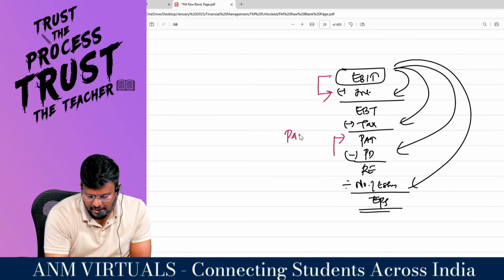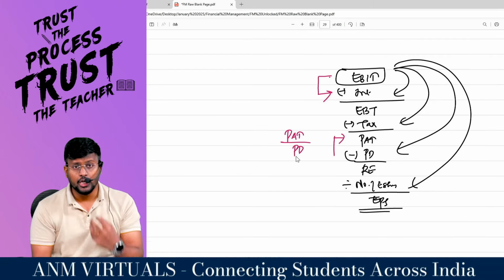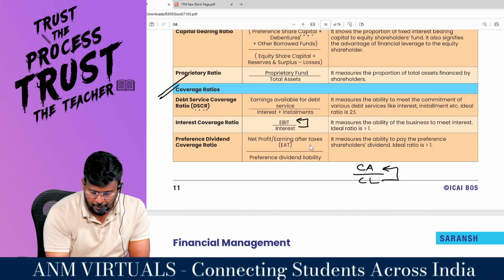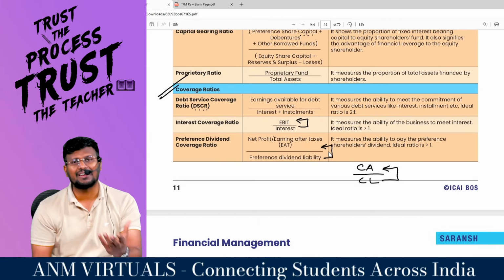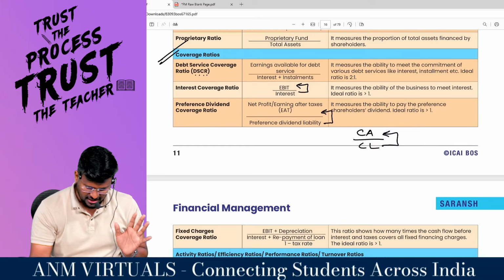That means PAT divided by preference dividend. In order to pay this much amount of preference dividend, how much PAT am I having? Wow, super, sir. That's it.